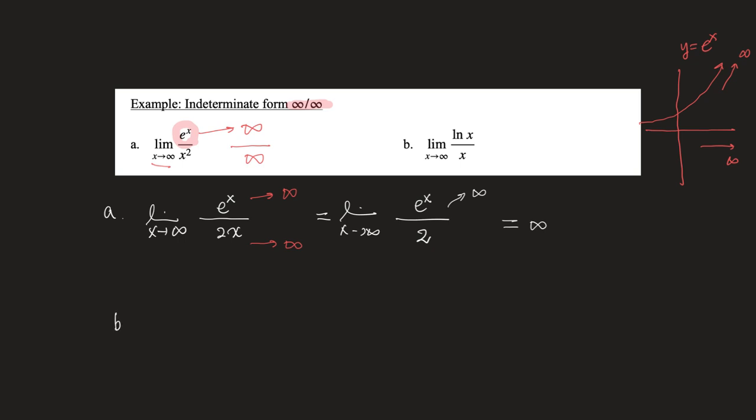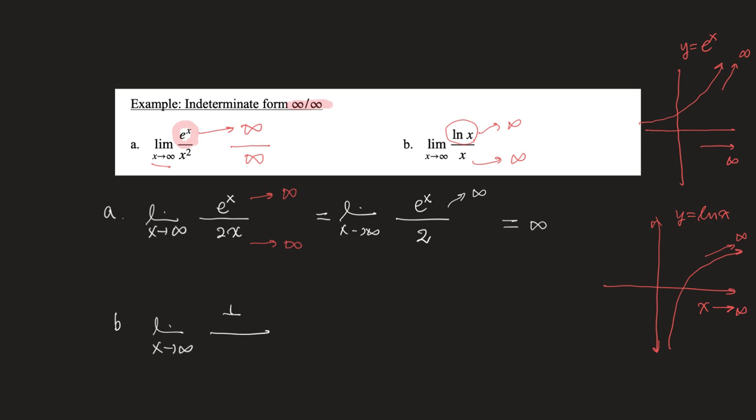Let's go to part B, guys. Before you attempt to use L'Hopital's rule, check it out. The ln x function. Everyone remember the ln x graph? The graph of ln x looks like this. That's y equals ln x. As x approaches infinity, meaning x is going in this direction, the y value is also infinity. So this is going to infinity, and this is going to infinity. So you can use L'Hopital's rule.